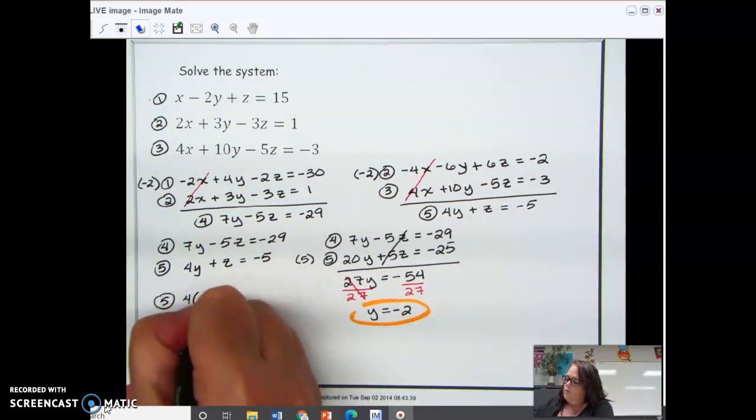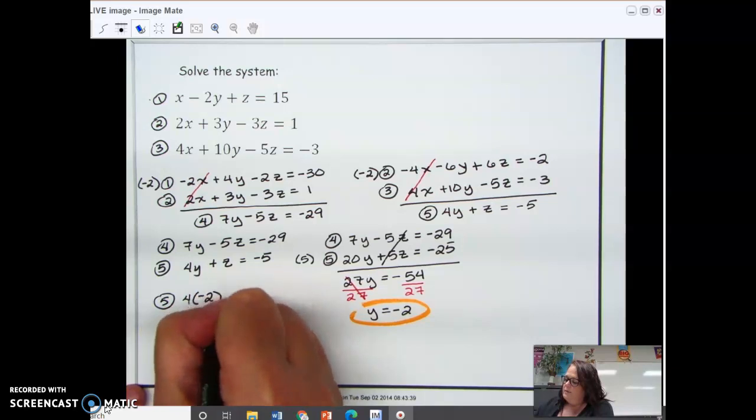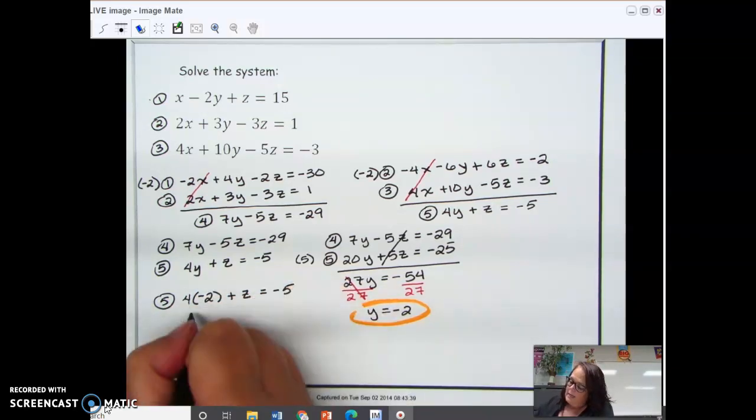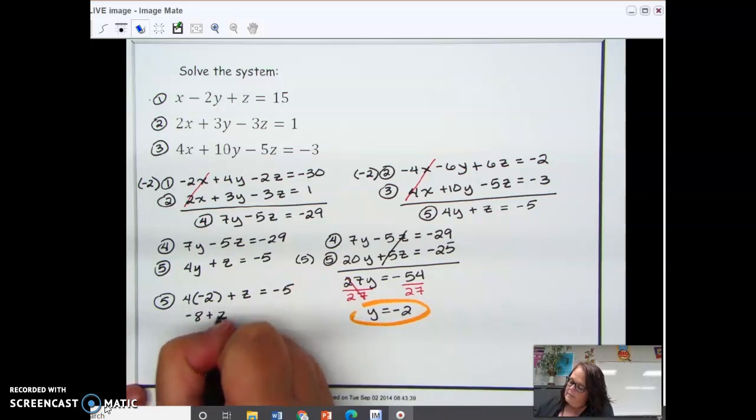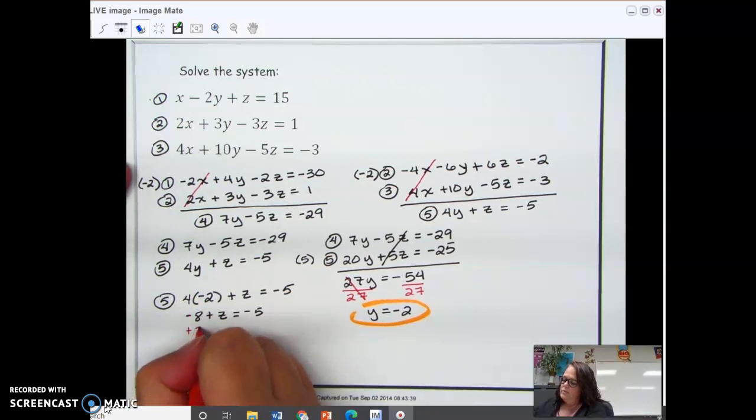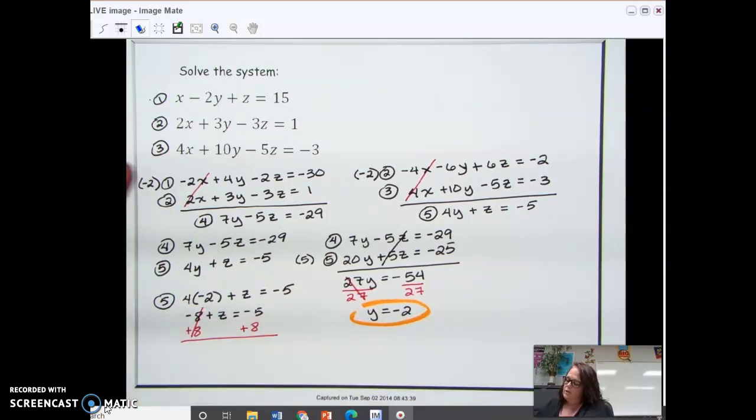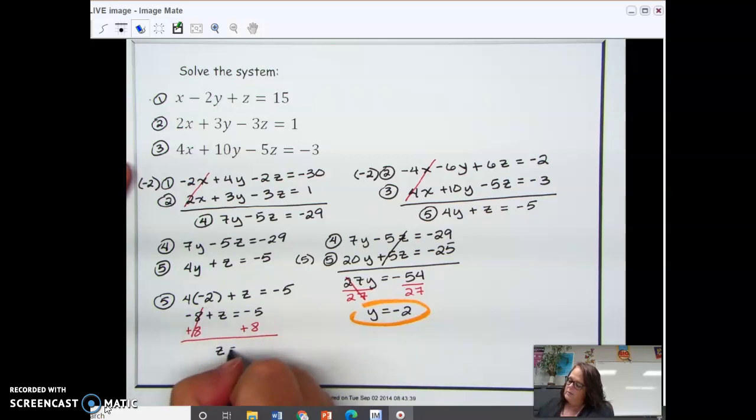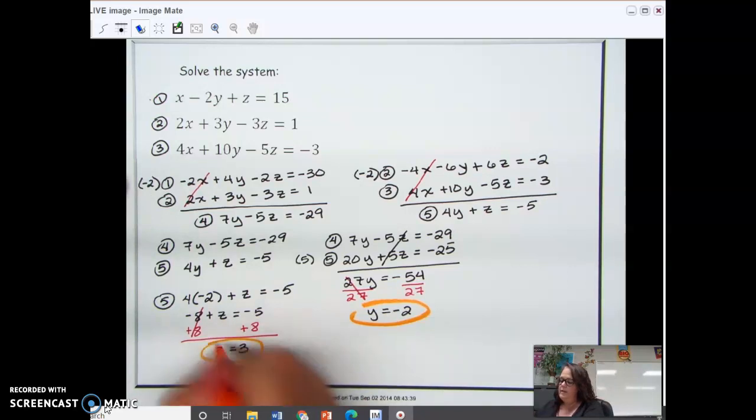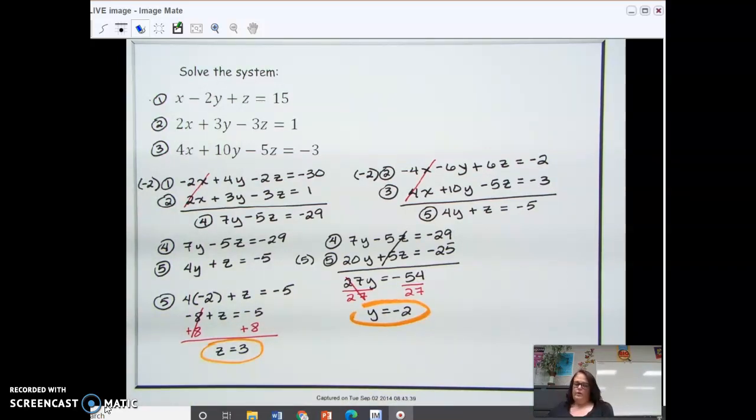So that means I have 4 times my new y value of -2 plus z gives me -5. And so -8 plus z is equal to -5. And if I add 8 to both sides, you're going to get that z is equal to 3. And again, that's not my final answer, but it is part of the answer. So I'm just going to highlight it real quick just to make sure I don't lose it in the process.